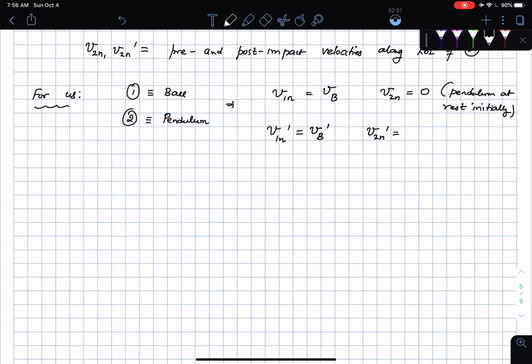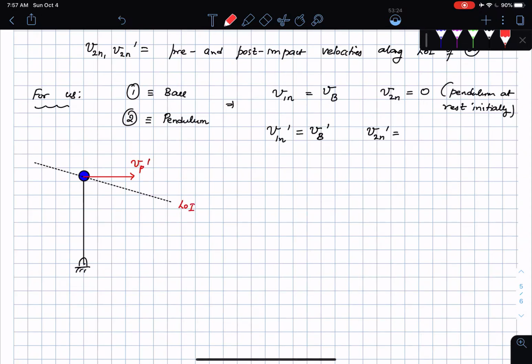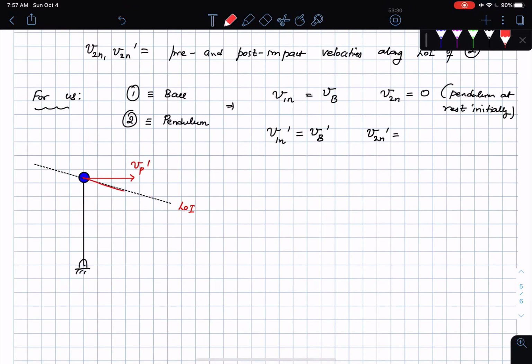For this I'm going to draw the pendulum very quickly here. Here is the pendulum, here is the pivot, and here is the bob of the pendulum, which we had drawn earlier. Then we have the line of impact direction, which is drawn here as a dotted line. When I look at the velocity of the pendulum bob right after impact, the velocity is going to be VP prime, but this is the line of impact direction, which means that I have to take this VP prime and split it into a component along the line of impact and perpendicular to the line of impact. So this is going to be VPN prime, VPT prime.